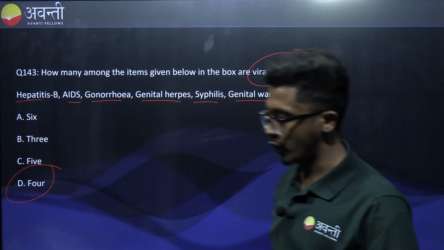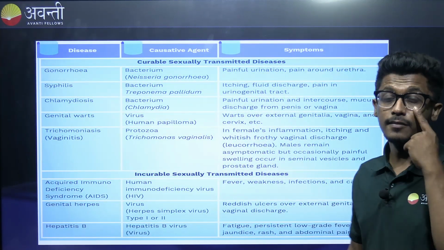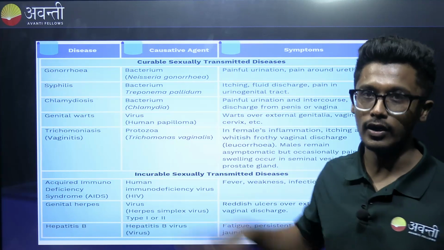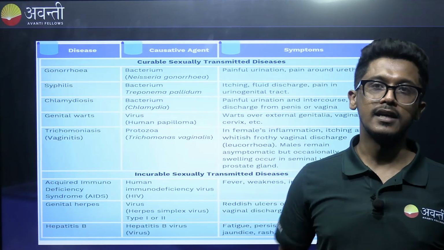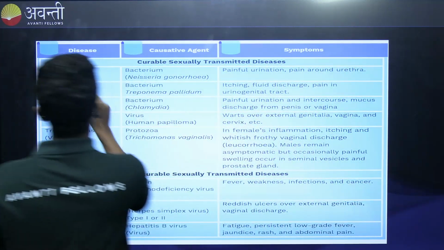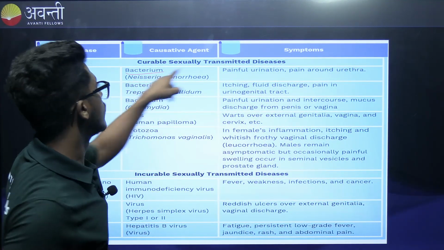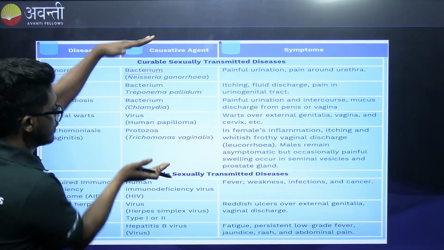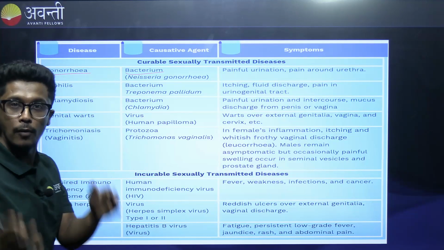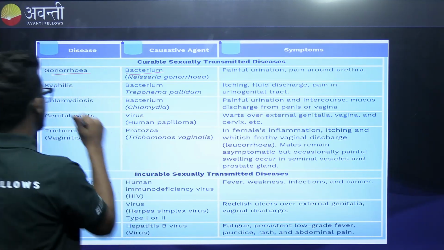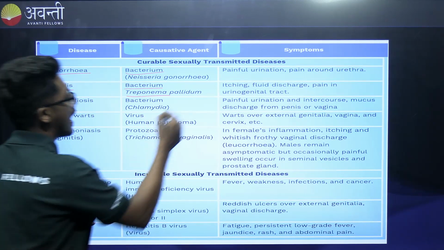But I want to give you very important information in the following slide. Please pause the video and observe this slide so you get complete information on STDs: which are curable, which are non-curable, which are bacterial, which are viral, etc. Let's see here. Gonorrhea is a bacterial disease caused by Neisseria gonorrhoeae, which is curable. See, the first half is curable, the second half is non-curable. Look here. The following symptoms are given. You can pause and copy down the symptoms. Next one. Syphilis is caused by a bacterium called Treponema pallidum.